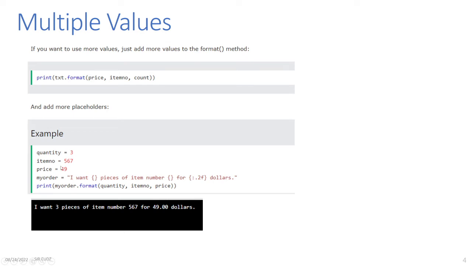We have actually a very similar example in the previous videos. So we have a placeholder here, pieces of item number, another placeholder, then we have colon .2f dollars. So print my order dot format. This placeholder will be for the quantity. So quantity, comma, and then the next placeholder will be for the item number, comma, and then the next placeholder will be for the price. So the output will be I want 3 pieces of item number 567 for $49.